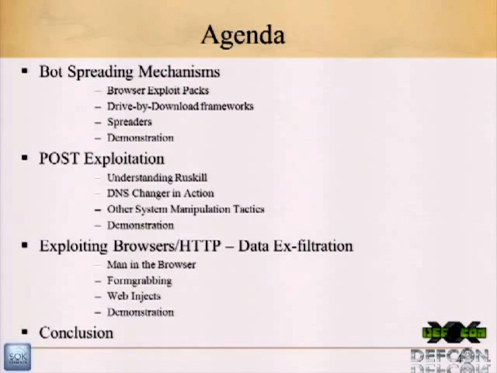Today's agenda is to talk about bot spreading mechanisms. Things like spear phishing have existed for a long period of time, but at this point, what changes have come into the field of malware? We're going to talk about exploit packs, drive-by download frameworks, and spreaders, with some live videos. Then we'll talk about post-exploitation: once your system is infected, what a bot manipulates in your system to subvert its integrity. Then we'll talk about data exfiltration strategies and the concept of third-generation botnets, and how various bots exploit the HTTP communication channel to exfiltrate data out of the system.